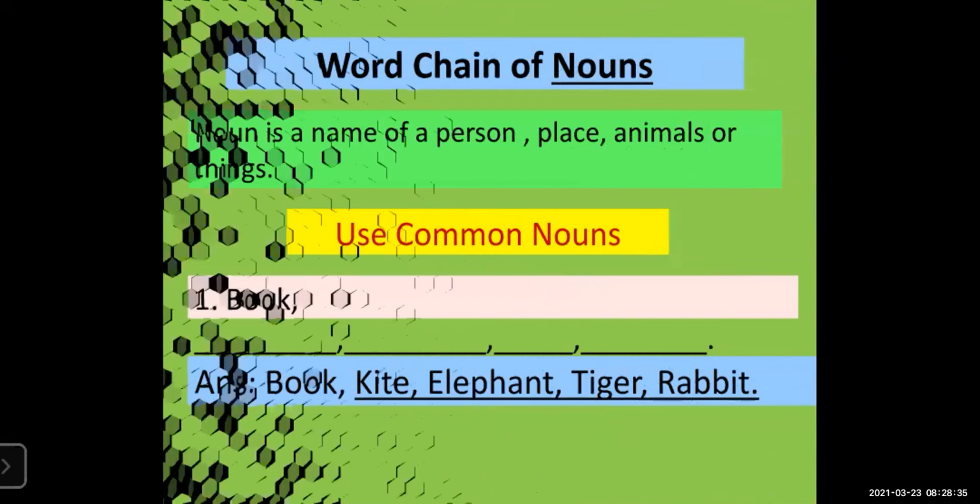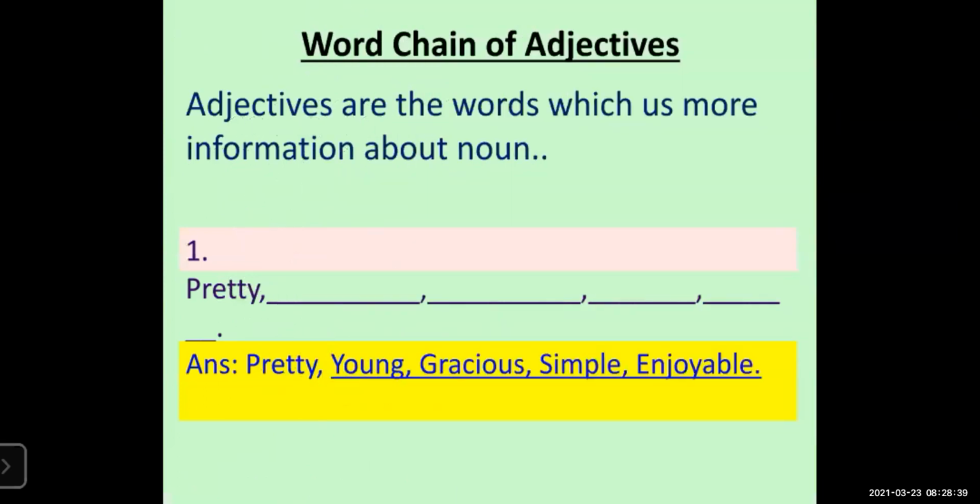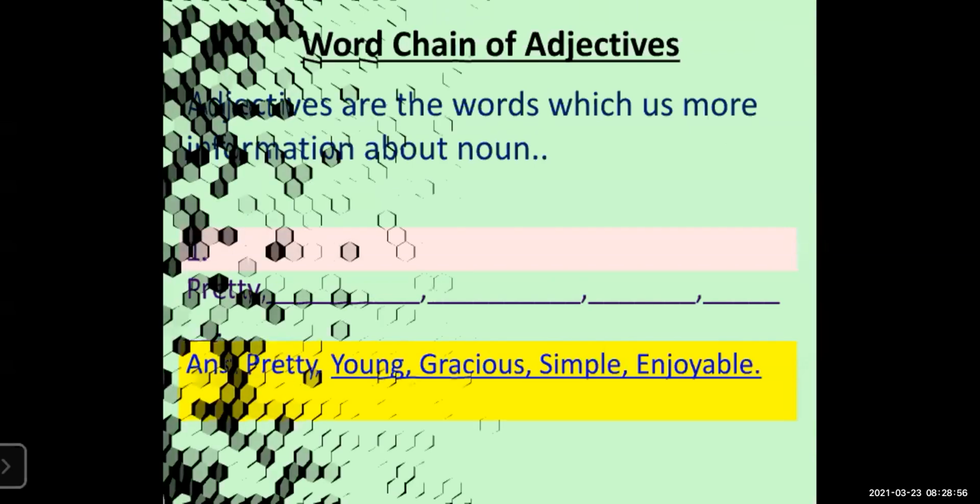After that, we have seen the word chain of adjectives. I have told you what an adjective is and how to complete this activity. You can see on my screen in this PPT: pretty, young, gracious, simple, and enjoyable. These are the adjectives I have used to complete the word chain. After this, we are going to see evaluation.